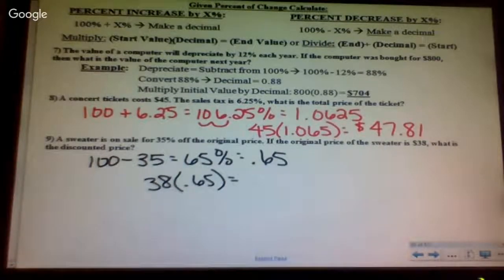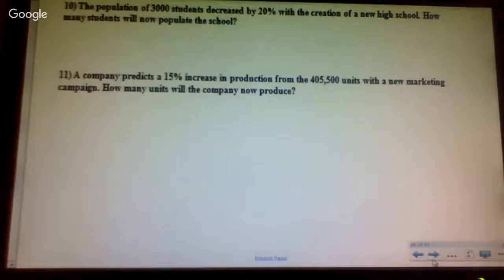You said what? $24.70. Okay, so Ethan, because this was going down, it's just a decimal. How'd you do it? I move 2 places to the left and multiply. You can do it that way too. I'm okay with that. Okay. All right, these two.